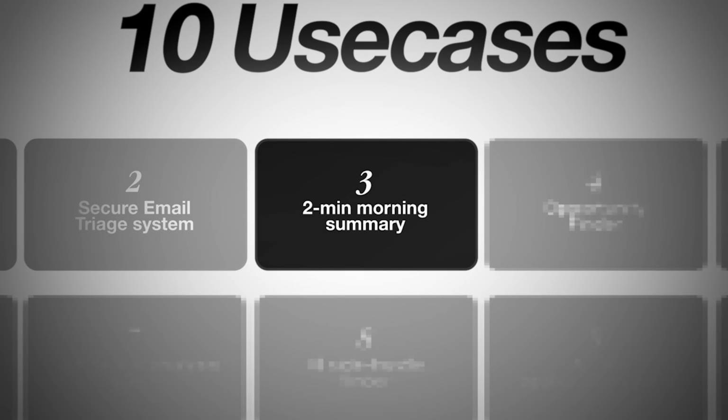Now, this next one is pretty simple, but it's by far my favorite use case, and that is the 2-minute morning summary. The idea is that every day when you wake up, you get a daily summary from OpenClaw about your life. So that includes your important emails, your calendar for the day, the weather, any important news that it thinks you're interested in, and your tasks for the day.